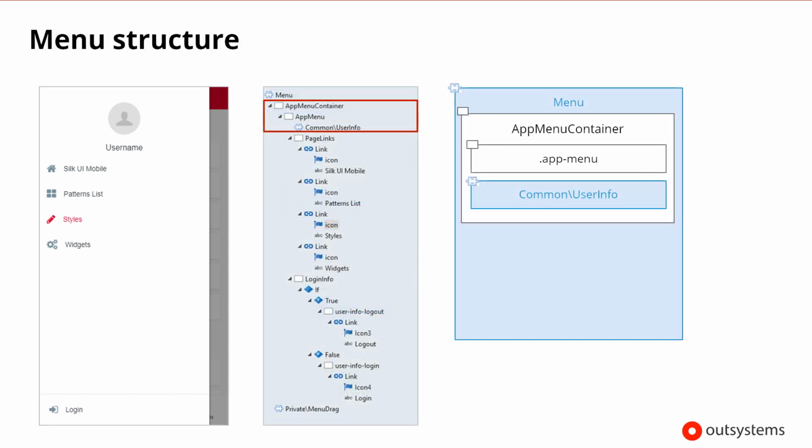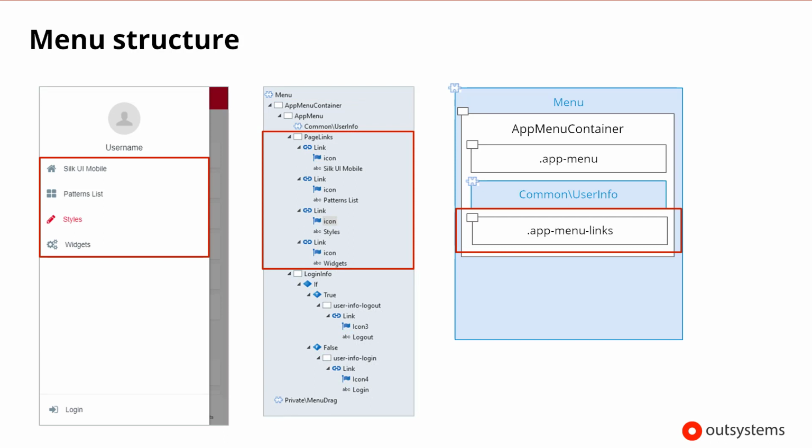Now let's dive into the menu block itself, whose widget tree you can see here in the middle box. There's an outermost app menu container, followed by an app menu container that holds most of the block's content. The first thing we see inside of the app menu container is the user info block, which will display who's logged in, including the user's avatar picture and username. This is followed by a container named page links that has the CSS class app menu links. For each screen that you drag into this block, a new link is scaffolded with an icon and text that corresponds to the screen that you've positioned in this block.